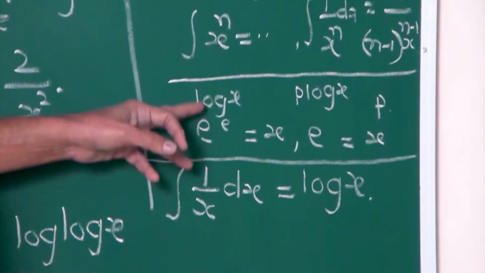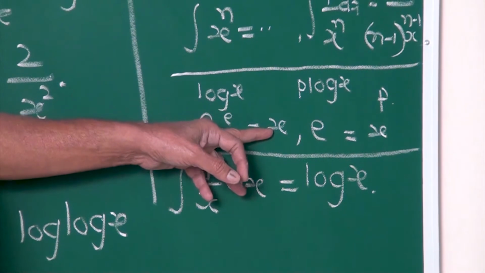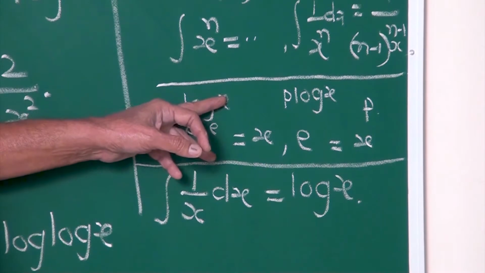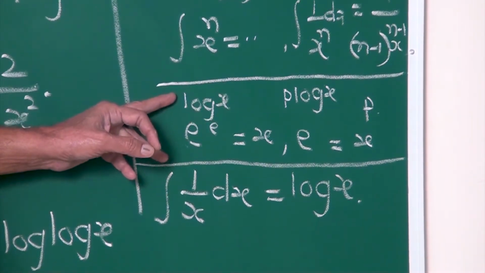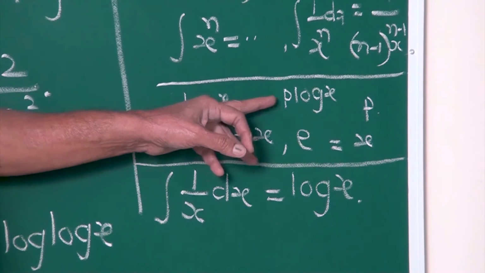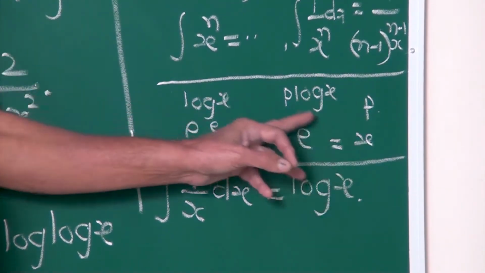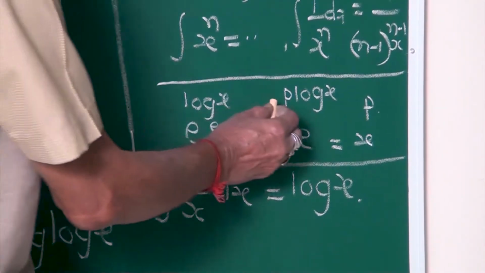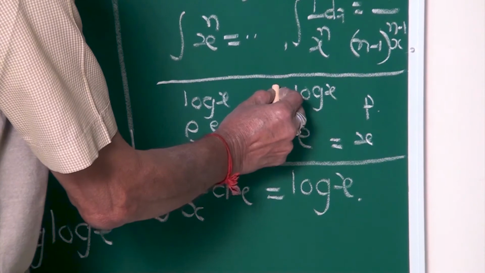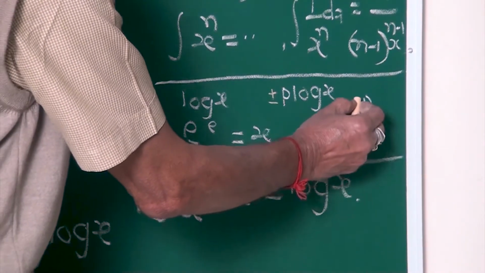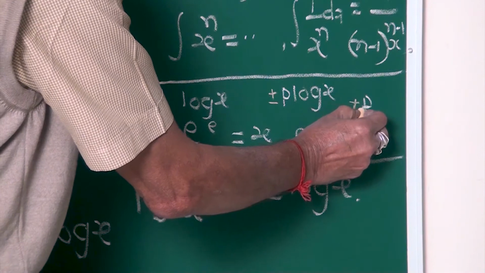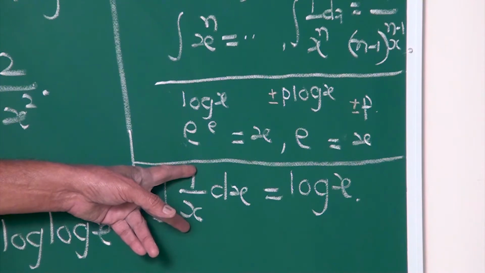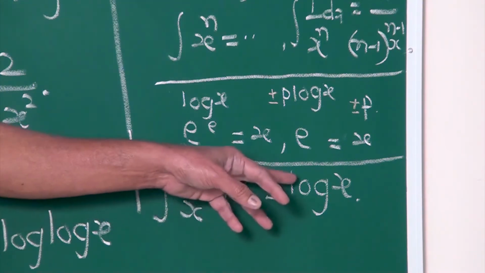This is another one. E to the power log x is x itself. When the base is not written, it is e itself. Both the bases are the same. If it is other than 1, say p, it becomes x to the power p. Directly we can write it. Instead of p, if it is plus or minus, it becomes plus or minus here. Then, as usual, the integral of 1 by x is log x.